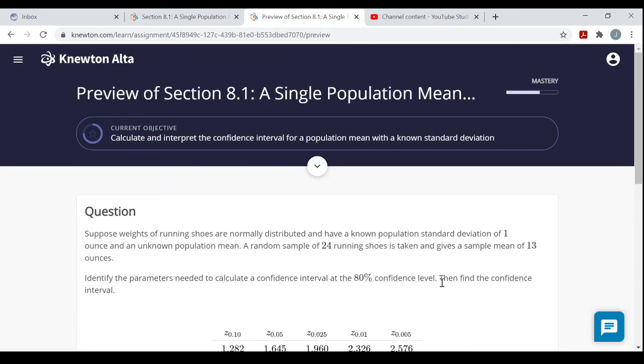This next one's very similar, but it's 80% instead of 98%. That's really the only difference, right? The confidence level will change which z-score you use. That's all the confidence level is going to do. It's just going to change which of these z-scores they're providing you're going to use when you create the confidence level.